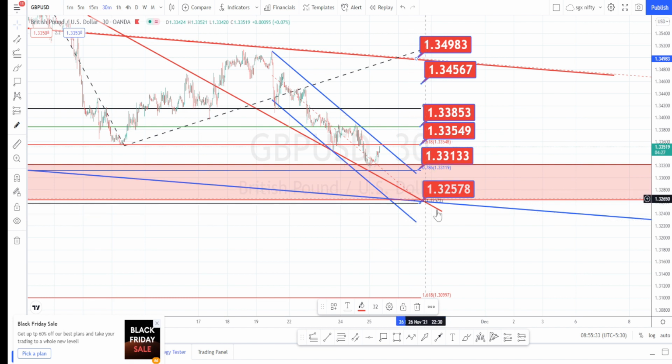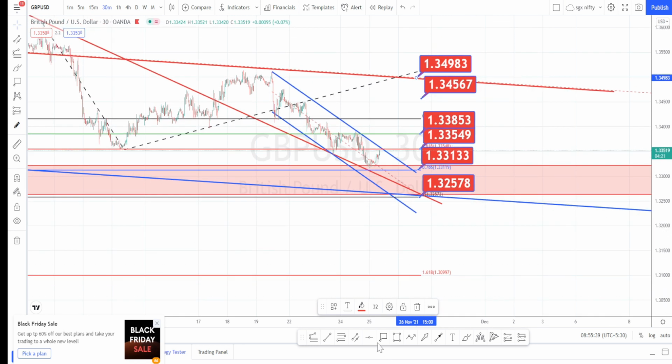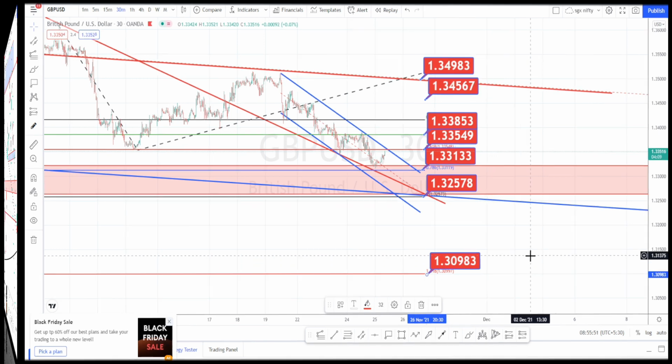If it breaks this support level of the channel pattern from daily time frame, we can expect a further fall and test this bottommost support level, which is around at this level, 1.309. Let us see how market goes today. Let us do the analysis in Euro USD.